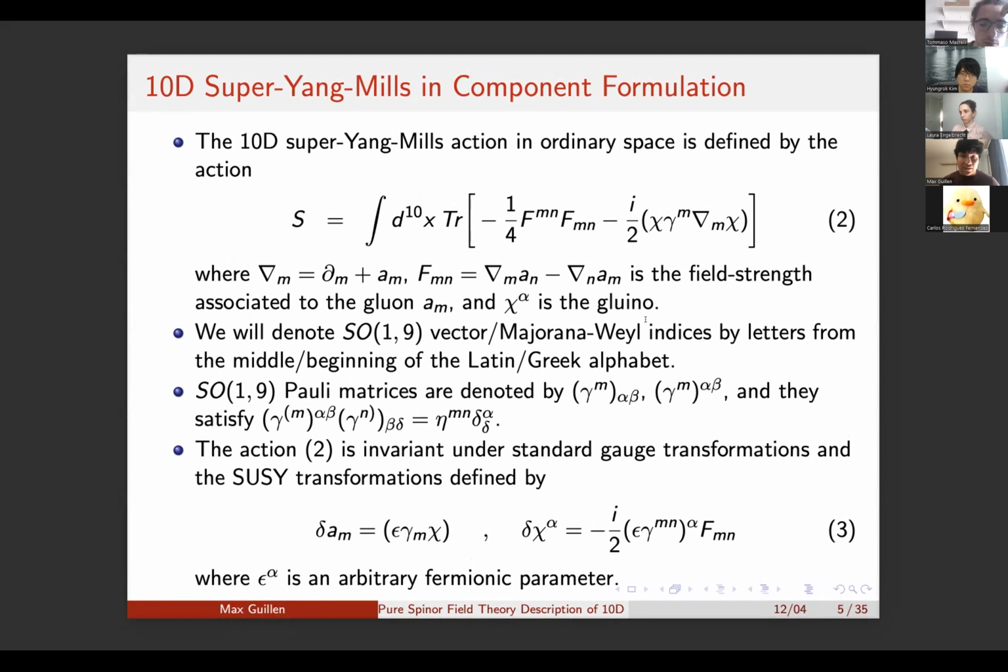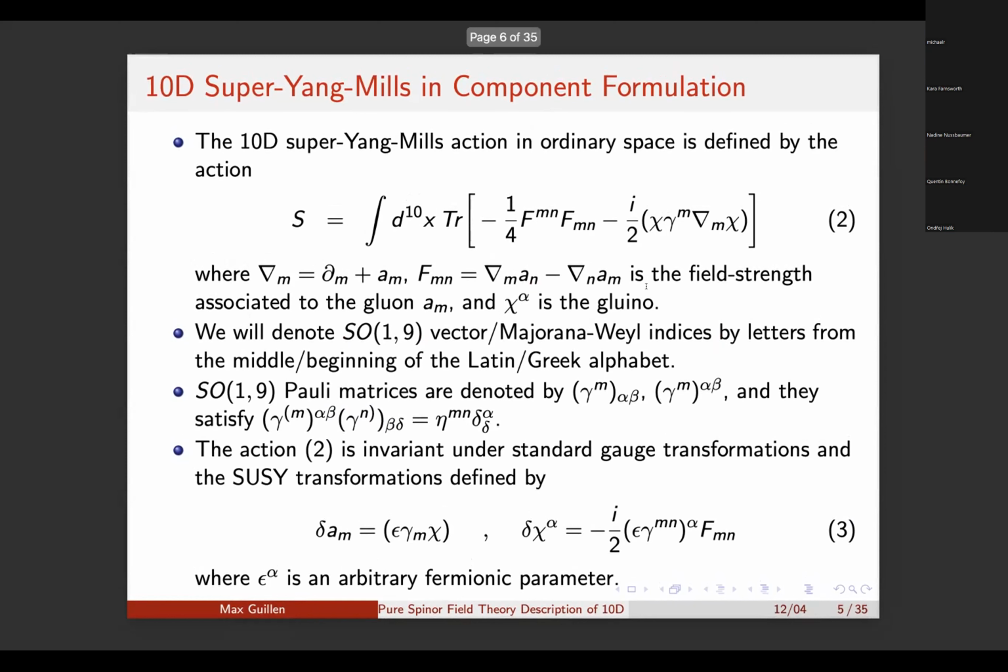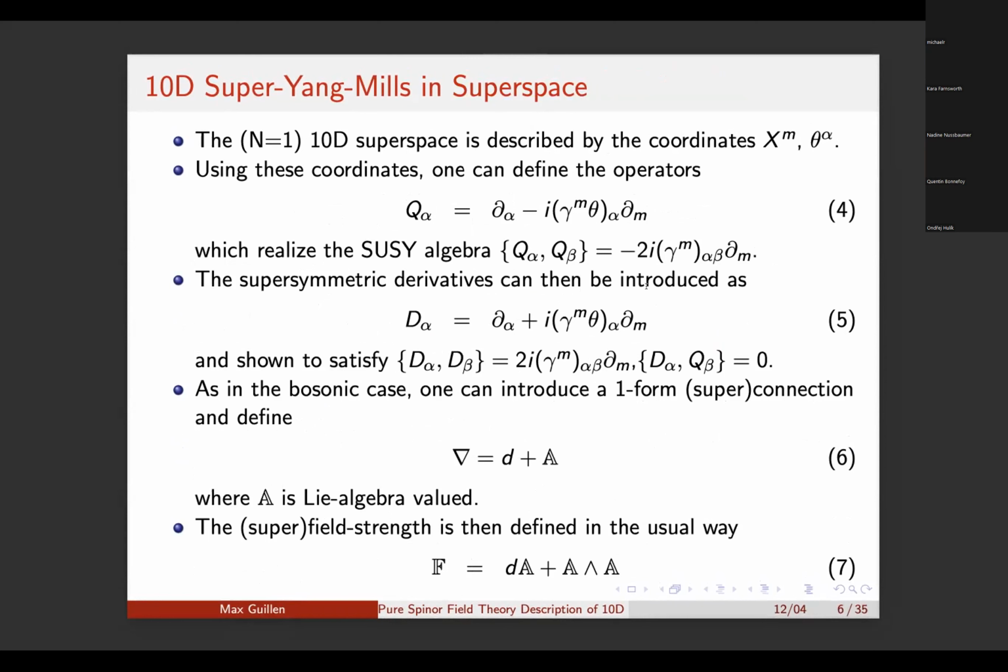Good. So this is the component formulation of super Yang-Mills. As I said, it is very simple. If you reduce from 10 to 4D, you basically obtain the N=4 four-dimensional super Yang-Mills action. So now let me study the same theory, but from the superspace viewpoint. In order to do that, I need to introduce the supersymmetry generators. These generators are given in equation 4. Using these generators, I can construct the supersymmetric derivatives as in equation 5.